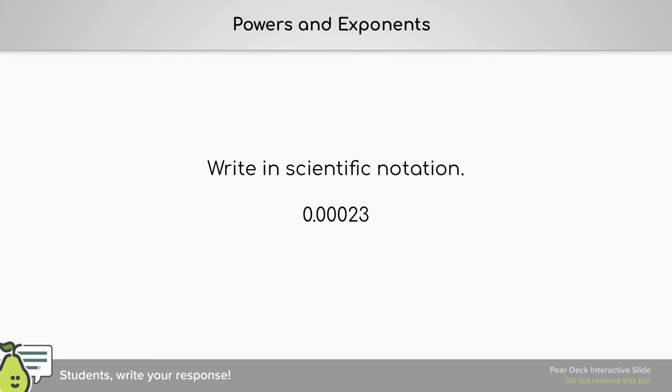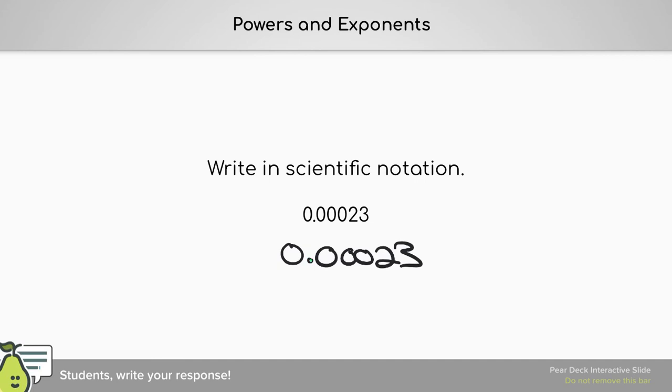Okay, now I'd like you to try some examples. Please write this number in scientific notation. Okay, so first, we need to create a number that is at least 1, but less than 10. So let's move our decimal to the right. And also, let's just look at it. We could see that we have a very small number here. So that means our exponent is going to be negative.